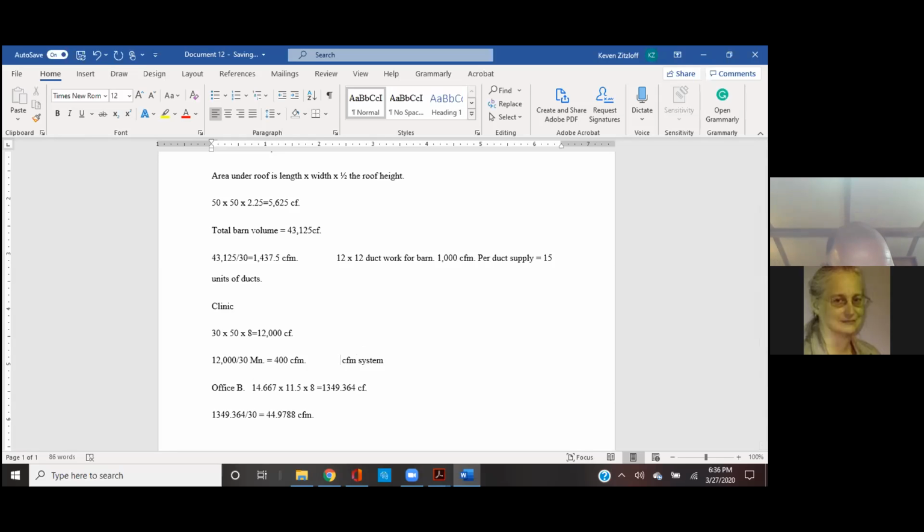So when we've got our office, it needs 14 by 11 by 8. That's how many cubic feet, divided by 30. You need like 45 cubic feet per minute.